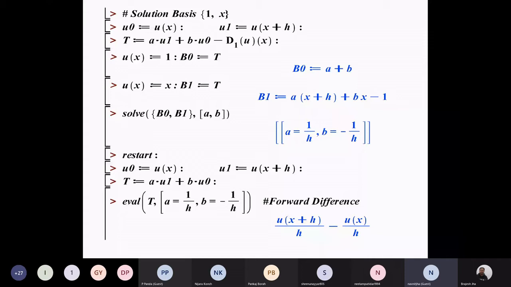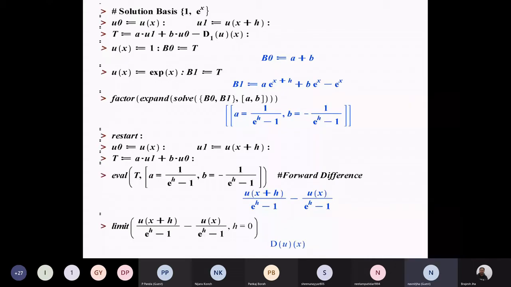In the next, I am going to consider the basis as 1 comma e raised to the power x and perform the same calculation I did earlier, and here the value of a and b comes out to be 1 by e raised to the power h minus 1, and you have seen the difference operator is u of x plus h minus u of x whole divided by e^h minus 1. Now, for verification, if I take the limit h goes to 0 in this expression, this is basically the first derivative of u with respect to x.